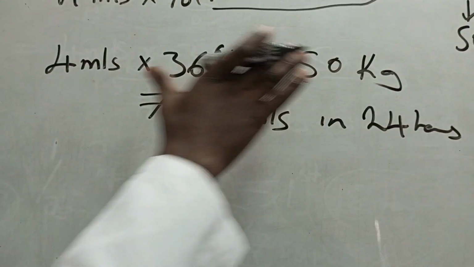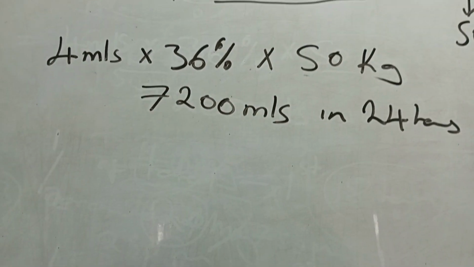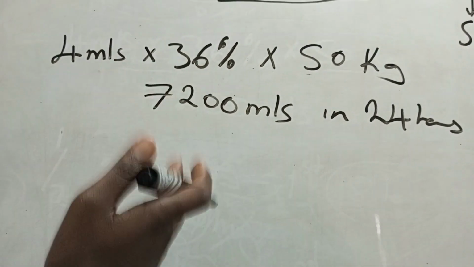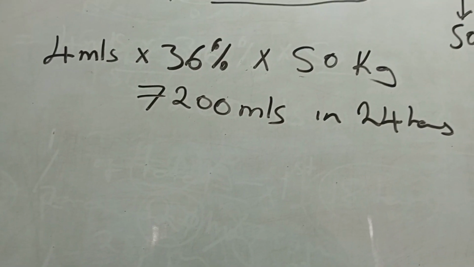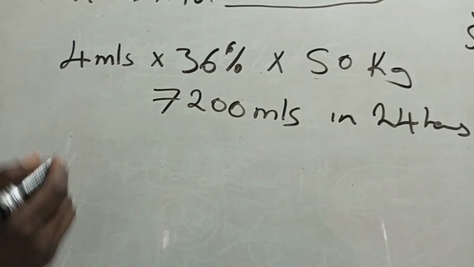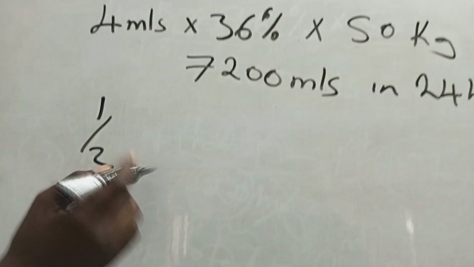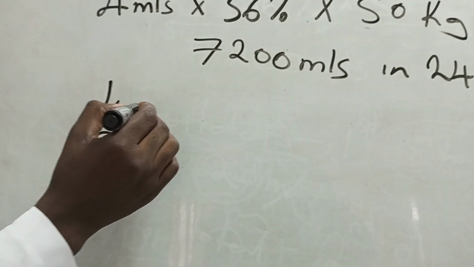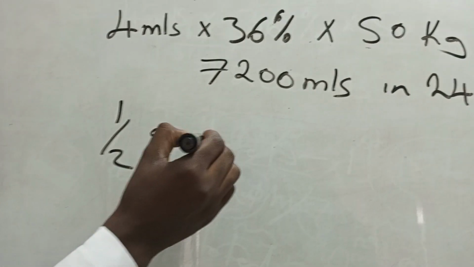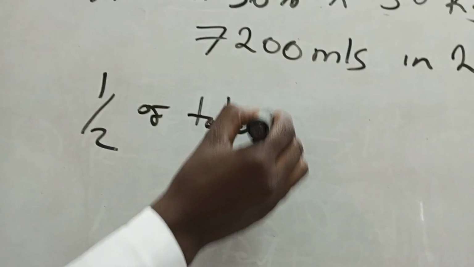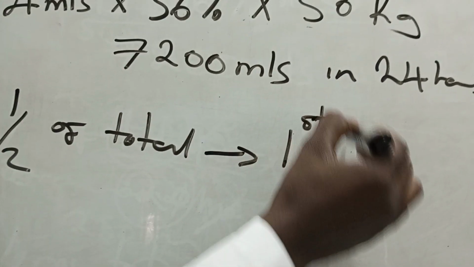This formula goes on further and distributes these fluids in terms of how much the patient should receive at each particular time. Of course, it's under 24 hours. So according to this formula, here is how it goes. You are going to give half of the total fluids. Half of the total fluids you give in the first 8 hours.